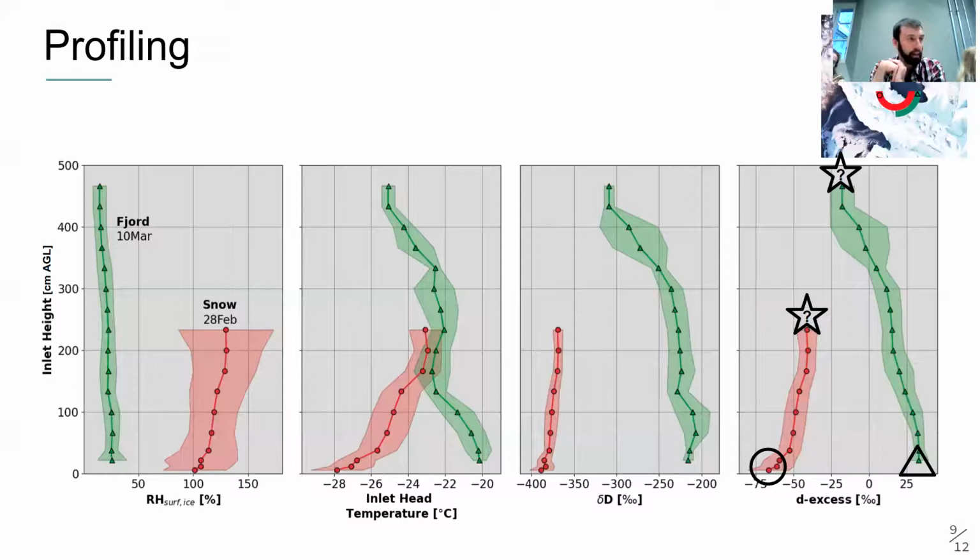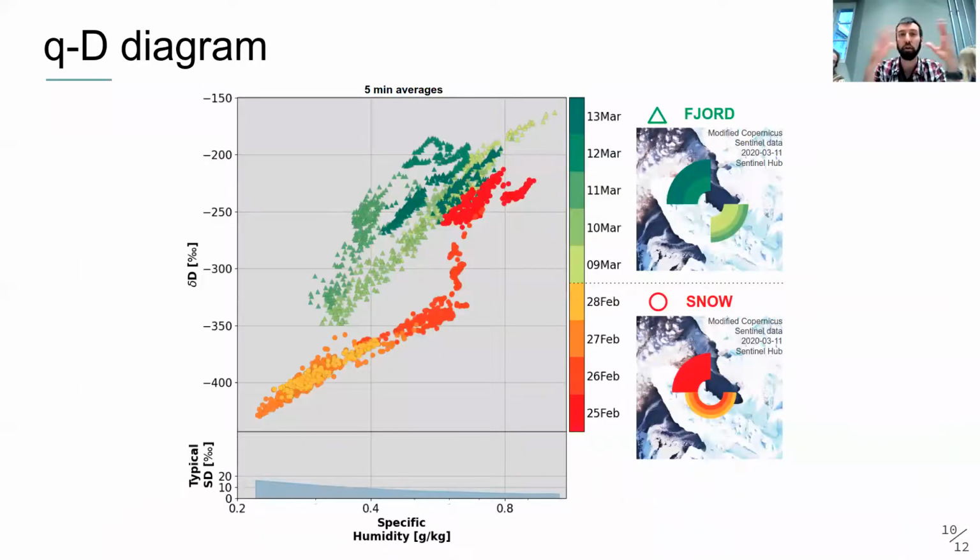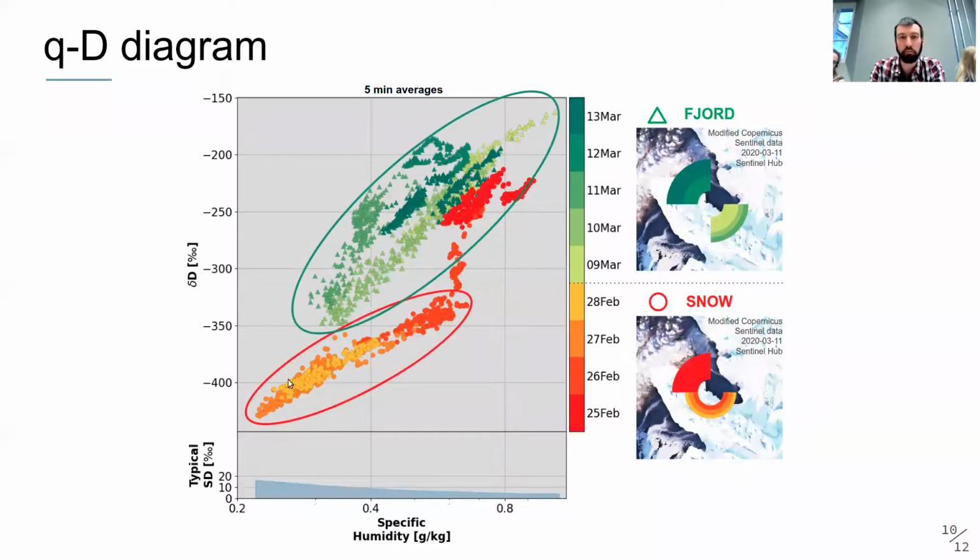So now we can not only look at our measurements in a physical space of looking at the vertical profiles, we can also look at our isotopic measurements in humidity space. If we look at the 5-minute average of all of our data from the two deployment sites, we can see in the log, so the x-axis is logarithmic humidity, and the y-axis is the delta D, that there's two sort of clusters going on. One more depleted over the snow, similar to the red profile that we saw in the previous figures, and then another one that's more enriched over the fjord.